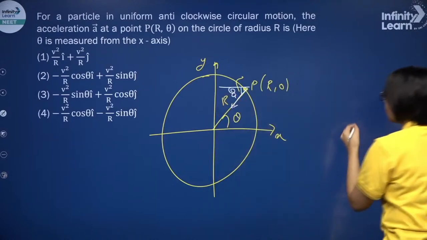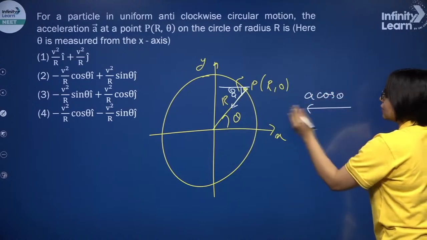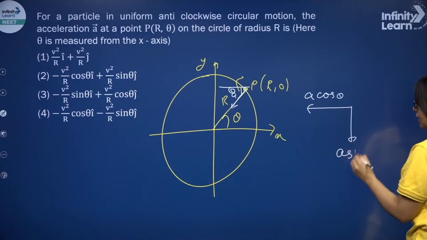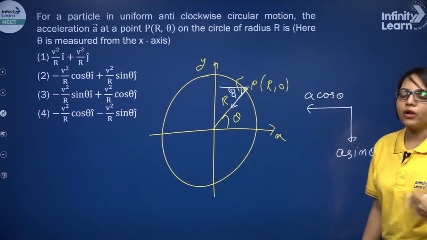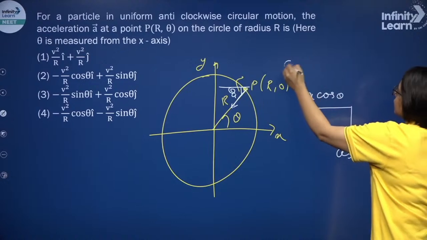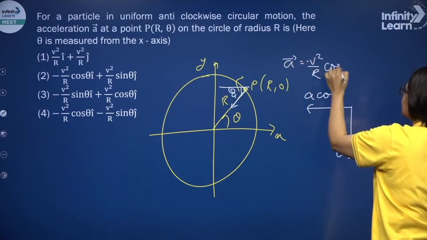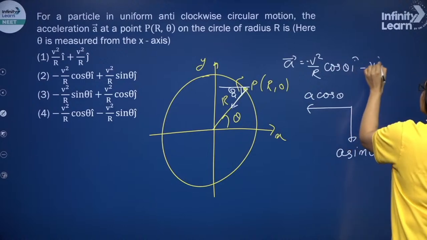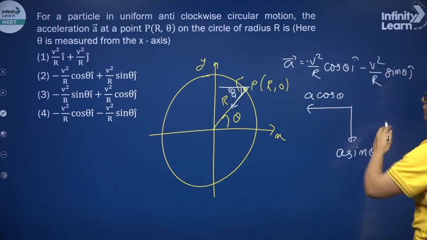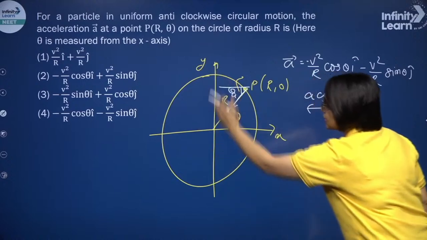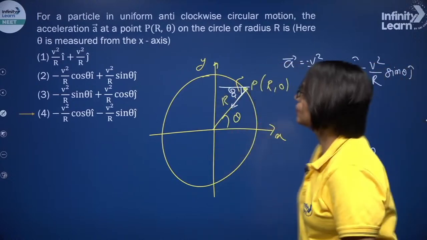So if you take the component of a, it will be a cos theta along negative x-axis and a sine theta along negative y-axis. So a is v square upon r. So a vector will be minus v square upon r cos theta i cap and minus v square upon r sine theta j cap. Minus, minus, because one is along negative x-axis and the other one is along negative y-axis. So the correct answer is option 4.